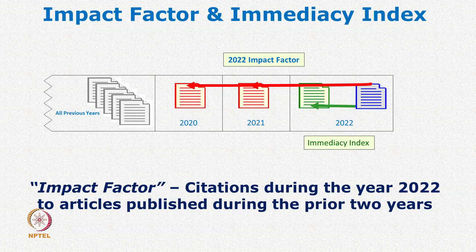This slide shows in an easy way how the impact factor and immediacy index are calculated. Like for impact factor, we calculate the citations received for articles of the previous 2 years. The next slide will make it clearer.